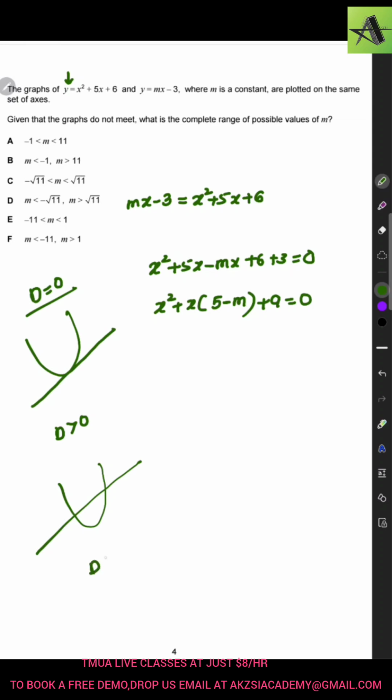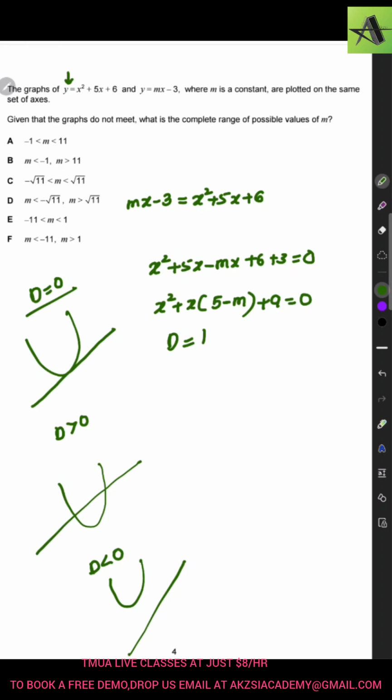And when D is lesser than 0, that means this is a case of imaginary roots. In simple quadratics, if your discriminant is less than 0, it has imaginary roots and the curve, the parabola, is not meeting the x-axis at all. And in this case, the reference line is your straight line instead of the x-axis. That means these two are not meeting at all. That's what it's mentioned, that graphs do not meet. So that means the discriminant should be lesser than 0.